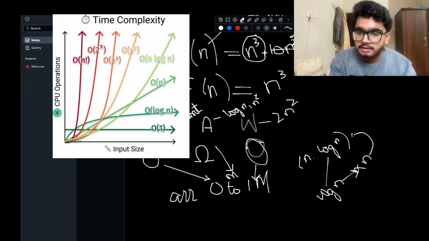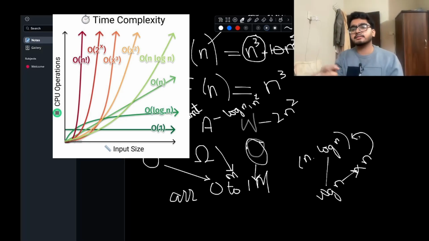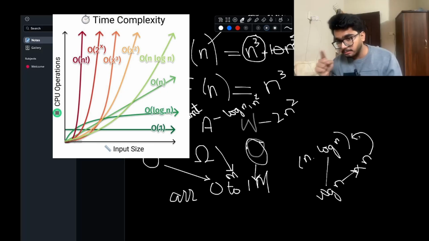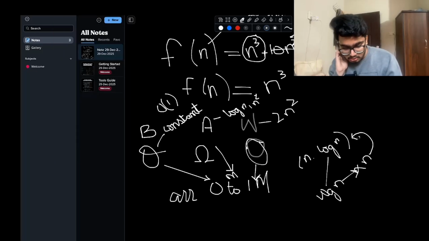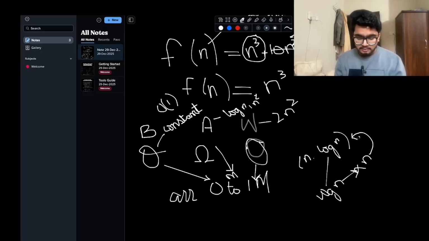So that's why this is more complex. This is more going towards worst case scenarios. After that we will have O of n square, meaning the number of inputs is squared, then O of n cube, then O of 2^n, and then O of n factorial, and this is all. These are some common time complexities.